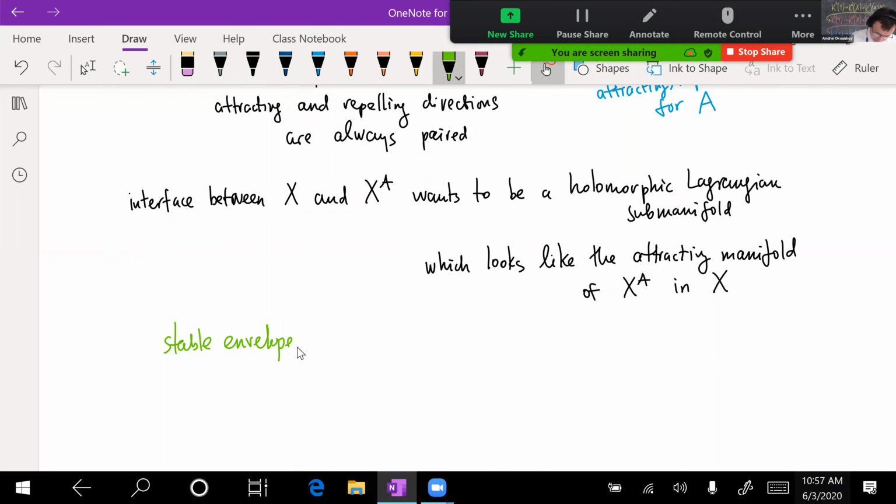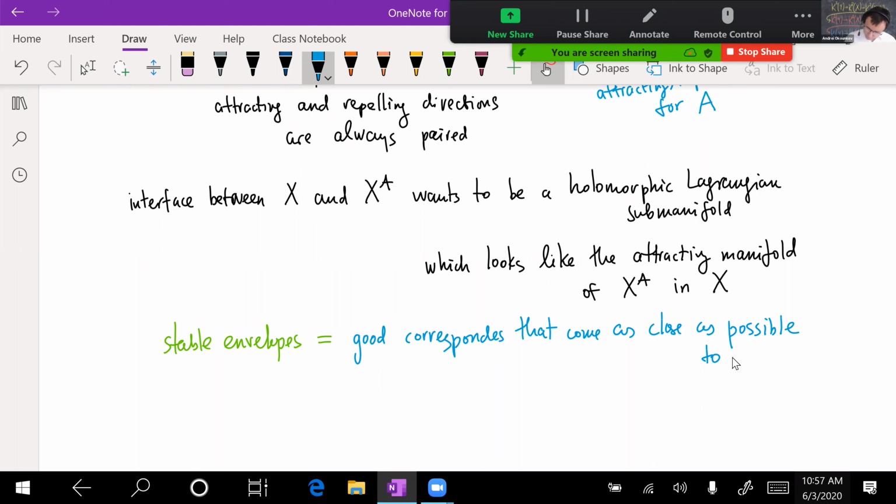This is precisely the answer we somehow construct. These are good correspondences that come as close as possible to this goal, to accomplishing both of these goals. So that's really it, and the actual nature depends.